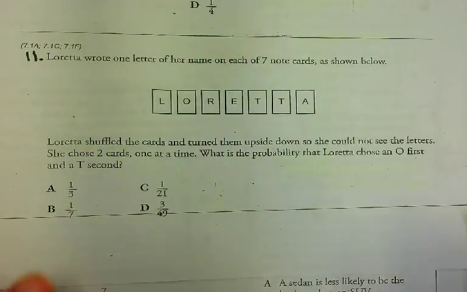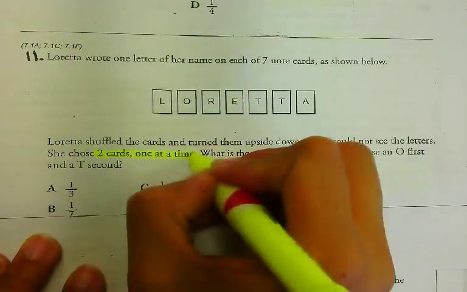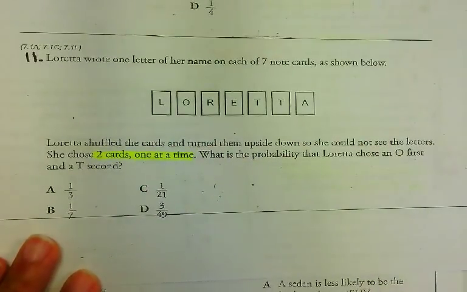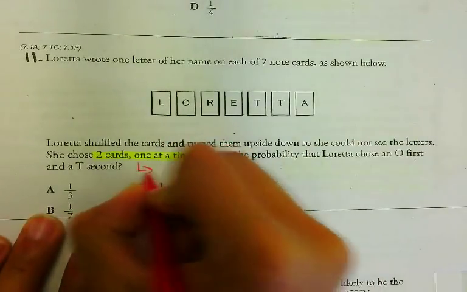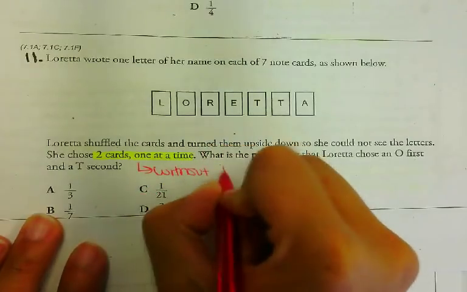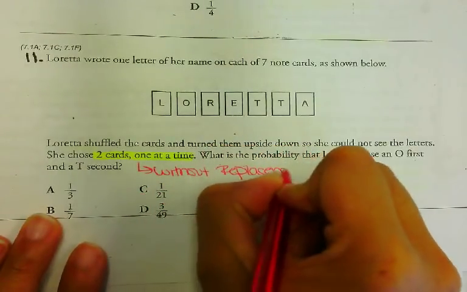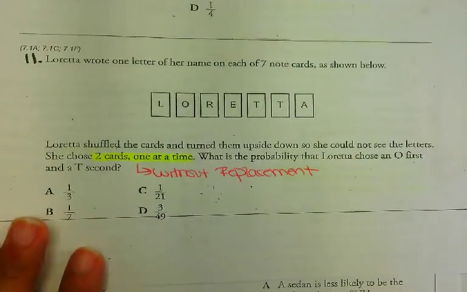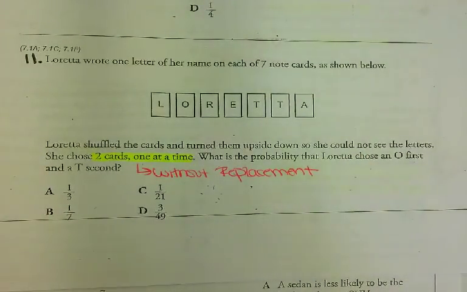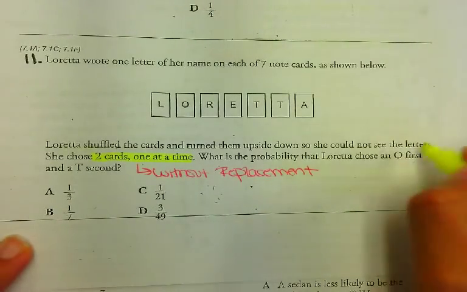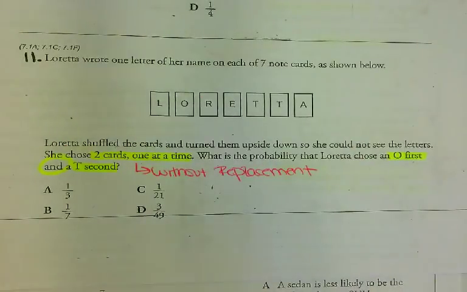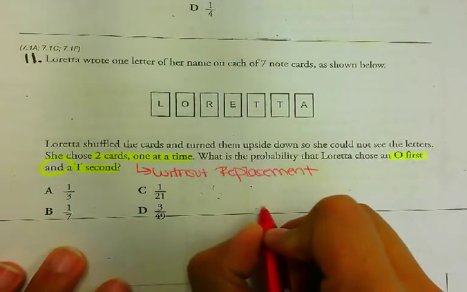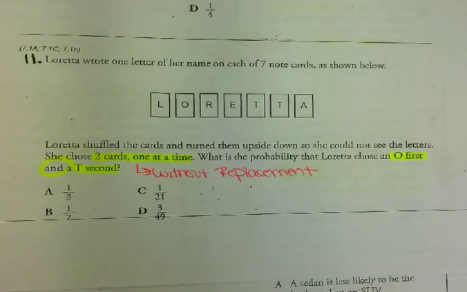So, some key things. She chooses 2 cards one at a time. So she's going to take one, look at it, keep it, and then choose another one. So this is without replacement, meaning she does not put it back. So we want the probability of doing an O first and then a T second. And we have an and. So, figure out what we want. If you can set it up, I want you to go ahead and set it up. Pause the video, see if you can set it up, and then unpause it and check it with mine.